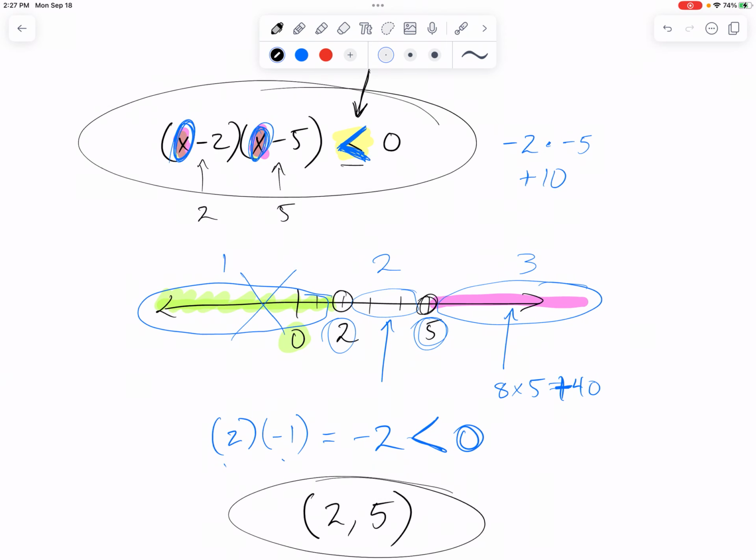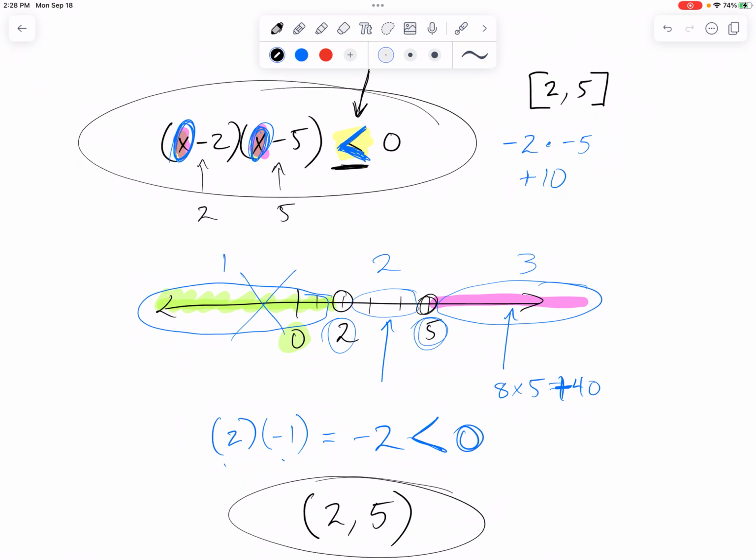What if the problem was one of these? Less than or equal. Well, then my answer would have been bracket 2, 5, close it with another bracket. That's how that would have affected that answer, just so you know.